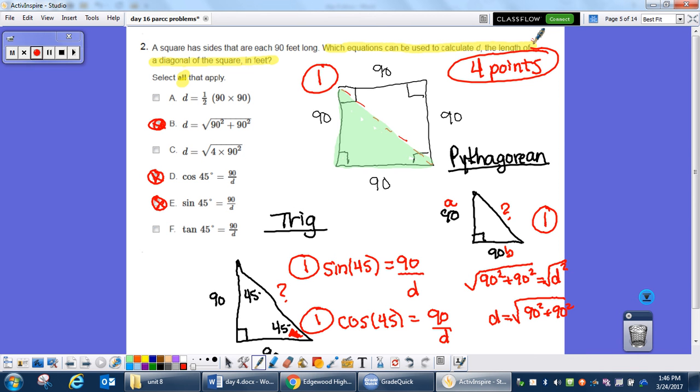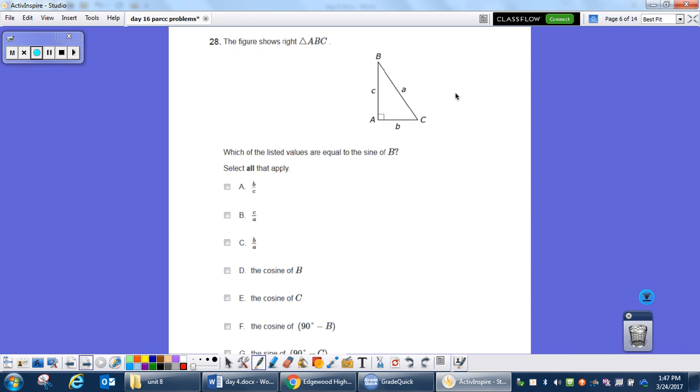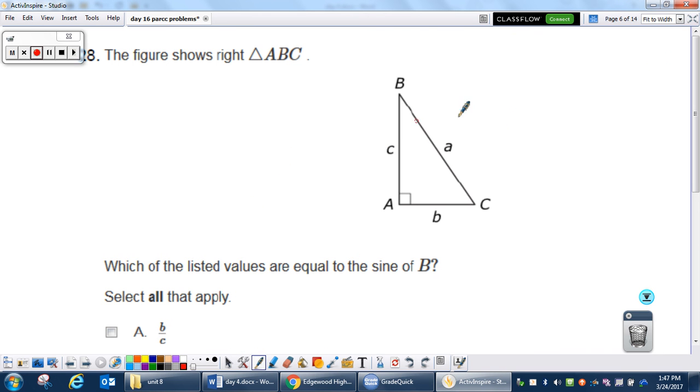All right, moving on to number 28. So the figure shows triangle ABC. Which of the values are equal to the sine of B? So the first thing I would maybe remember is that the sine of B is going to be the opposite side over the hypotenuse. So that is going to be, obviously, B over C.